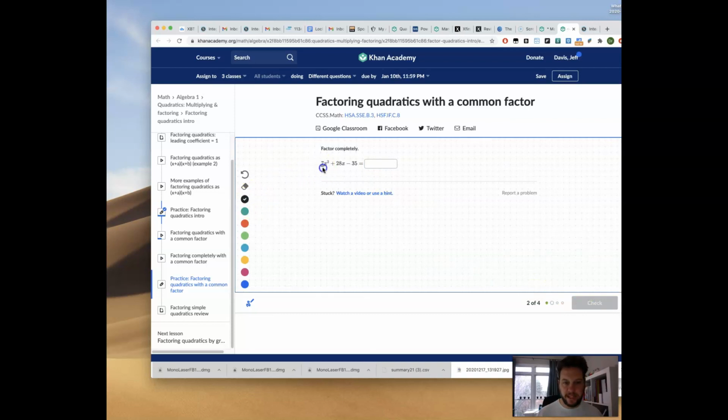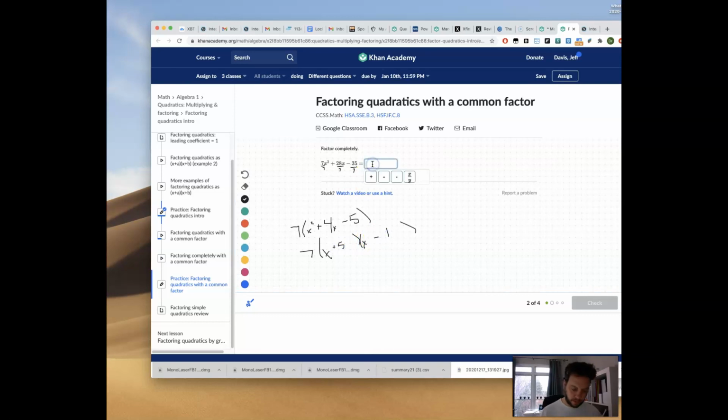So here I'm going to divide by 7. It is the biggest number that goes into all three of those, and usually it's just the number in front of the x squared also. That 7 doesn't disappear. It's hanging out on the outside, right? So it's x squared plus 4x minus 5. And then you're trying to break this down further by, okay, what multiplies to -5 and adds to 4? And that's going to be +5 and -1. So 7 times x plus 5 times x minus 1.